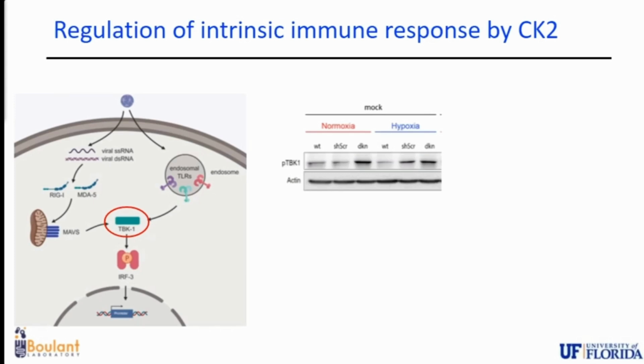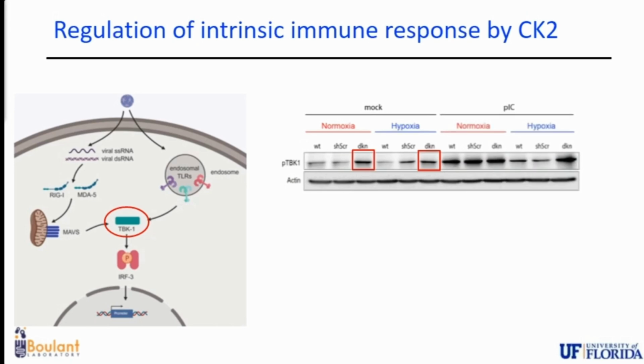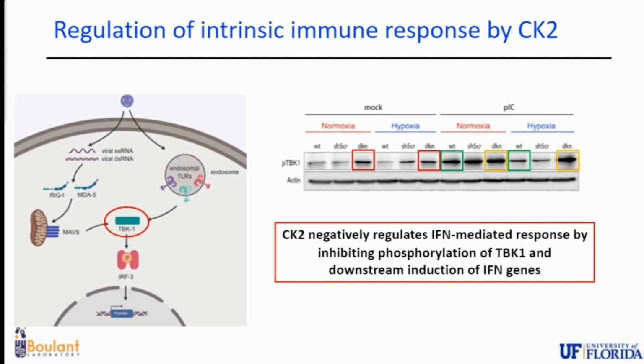And if you dissect the pathway and look at TBK1 itself, at how it's getting activated: first, in mock infected cells, when you knock down CK2, you can see that we have more phospho-TBK1, proving that CK2 normally acts as a negative regulator of TBK1 activation. If you now do this under poly-IC treatment and compare normoxia and hypoxia, just to remind you, in wild-type cells treated with poly-IC I see less phospho-TBK1 under hypoxia compared to normoxia. If I do that with my CK2 knockdown cell, I see no difference. So CK2 negatively regulates interferon-mediated response by inhibiting the phosphorylation of TBK1 and the downstream induction of interferon genes.